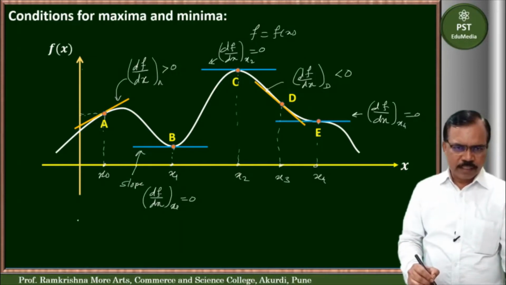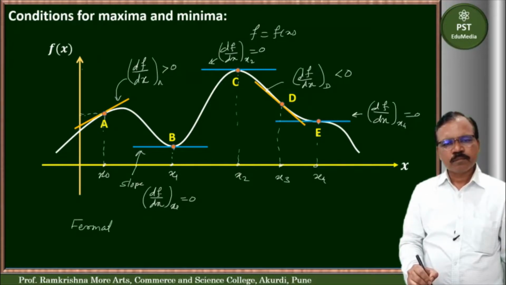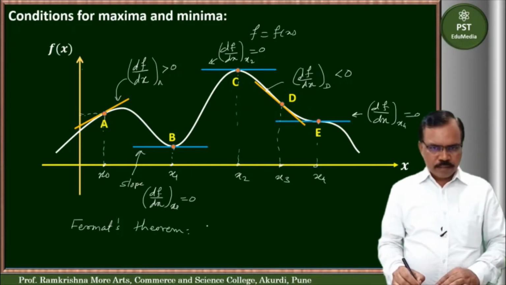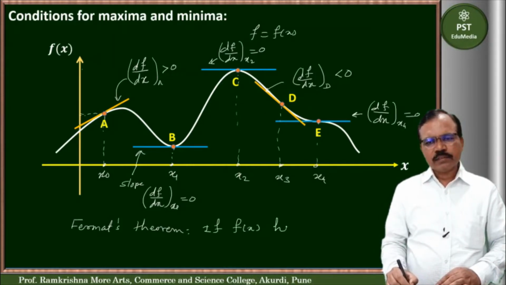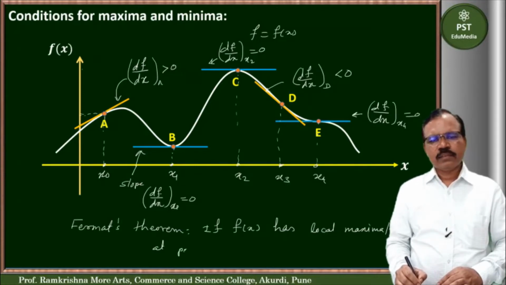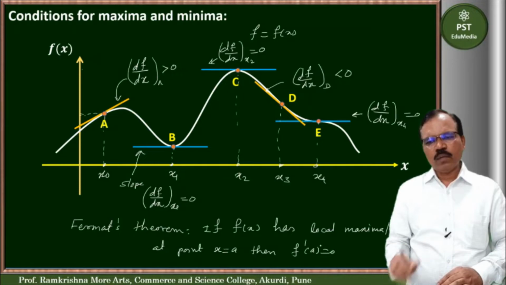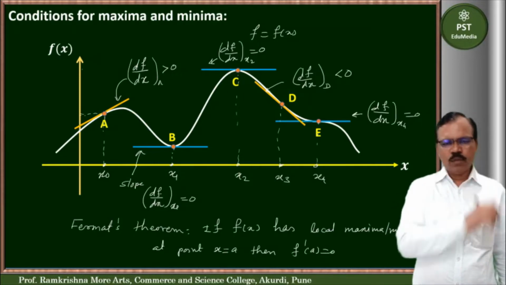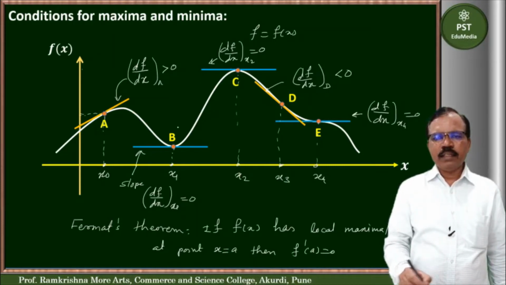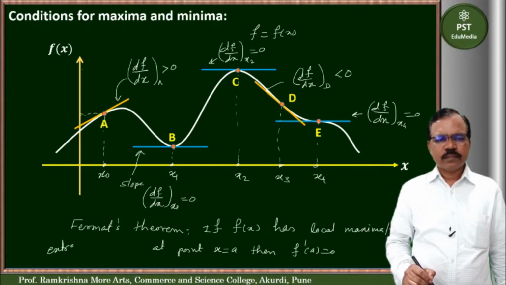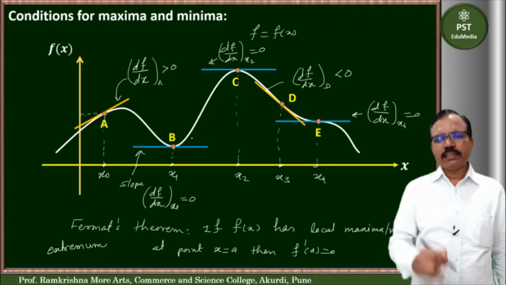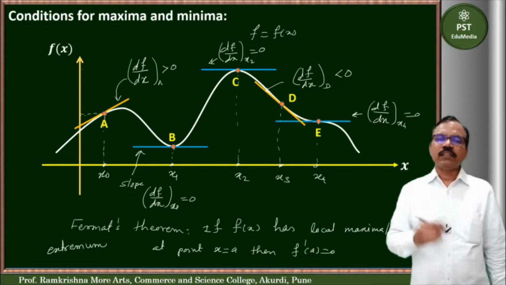Now, according to Fermat's theorem. What is Fermat's theorem? According to Fermat's theorem, if f of x has a local maxima or local minima at a point x is equal to a, then f dash a will be equal to 0 at that point. f dash a means the first order derivative, that is the slope. So here point B, point C, point E, these points are also called extremum points. Now at point B, point C, point E, the slopes are 0.